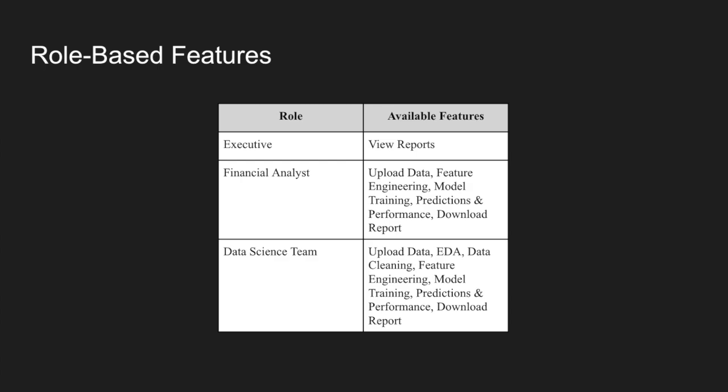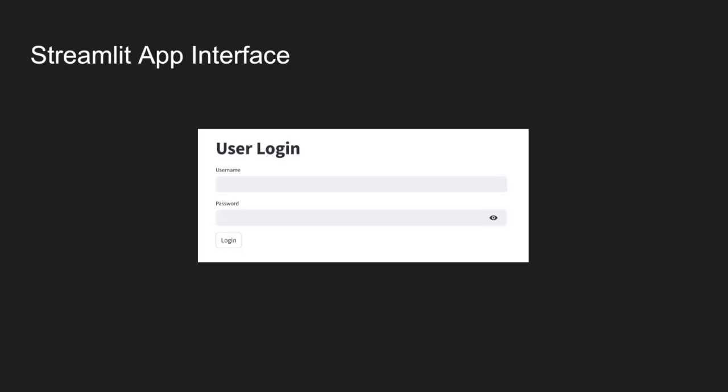I've implemented 3 user roles with tailored access. So for instance, finance analysts can run predictions, but they do not have access to raw data. Executives can view and download summary reports made by any other teams, but they can't create their own models. And I'll show you a demo using the data science team next.